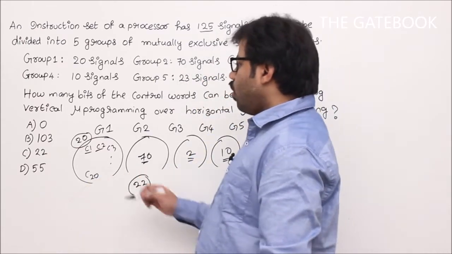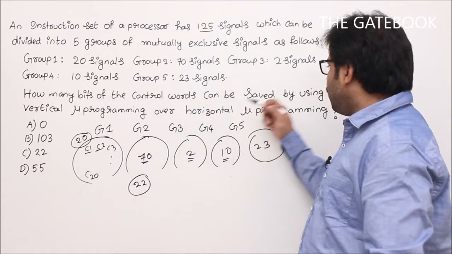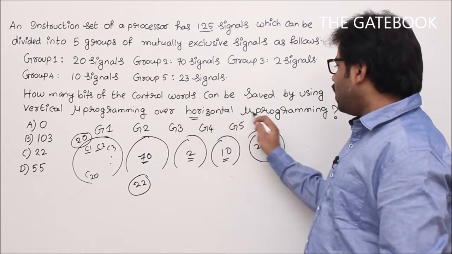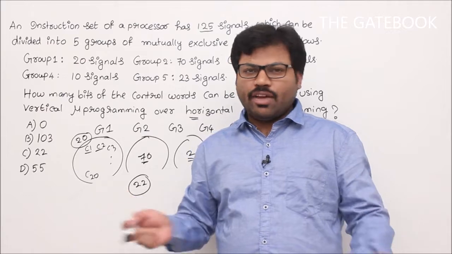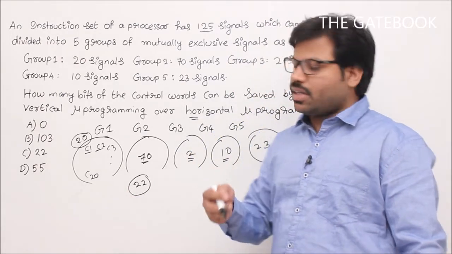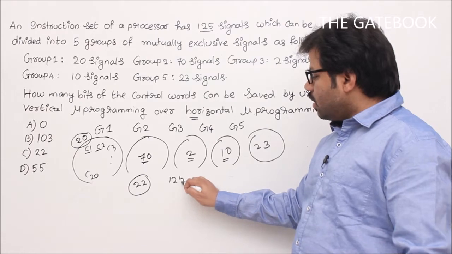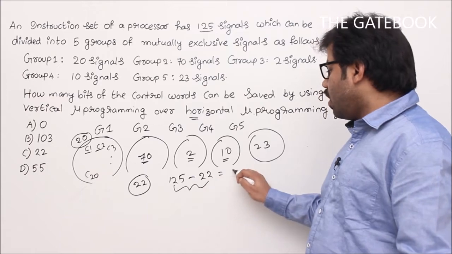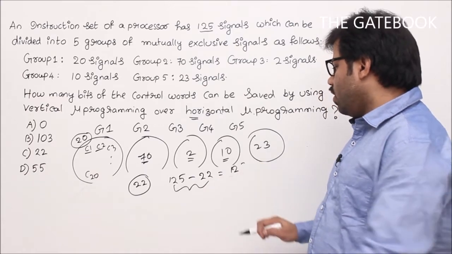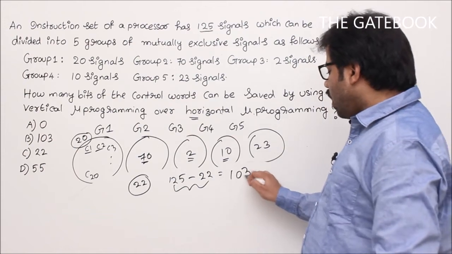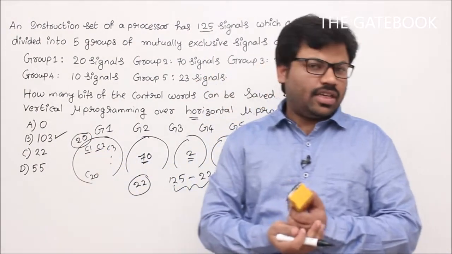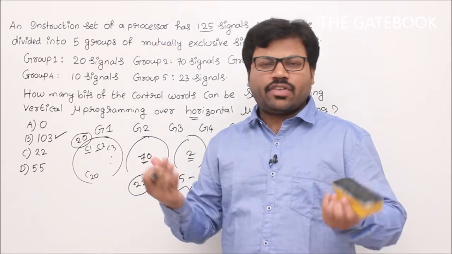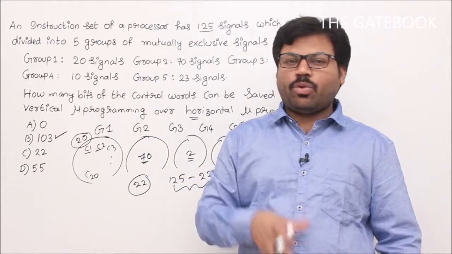But the question is not about how many bits are required. How many bits of the control words can be saved? So to know the saving, first you should know the number of bits required in horizontal microprogramming. In horizontal microprogramming, every signal will have one bit. 125 signals, 125 bits. Then 125 minus 22 is the saving, right? So finally, how many bits we saved? 125 minus 22, 103. So 103 bits we can save. Option B is the right choice. In that way, easily we can answer this question. Understand the concept so that any GATE question related to this kind of microprogramming problem you can answer.